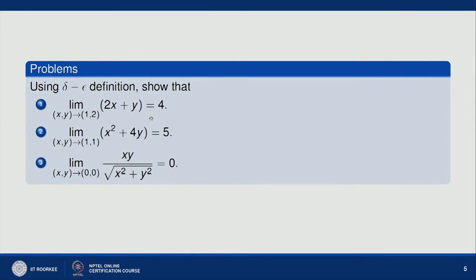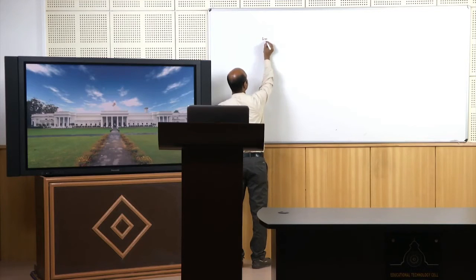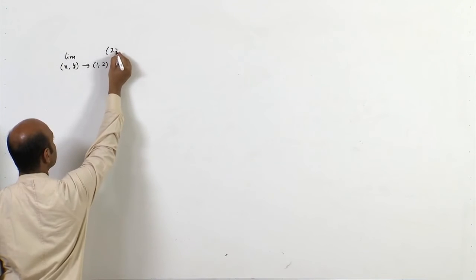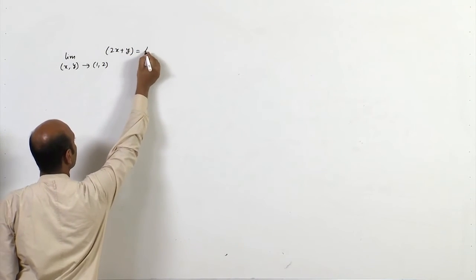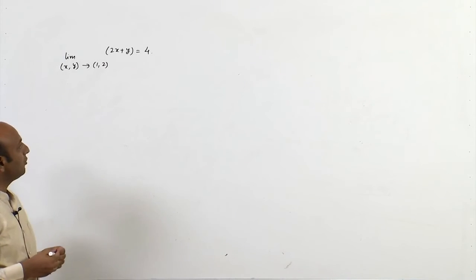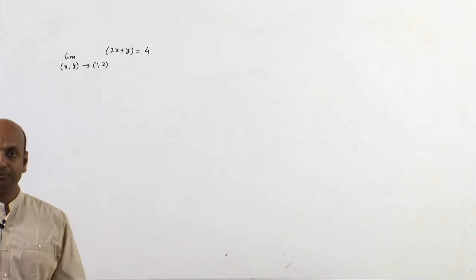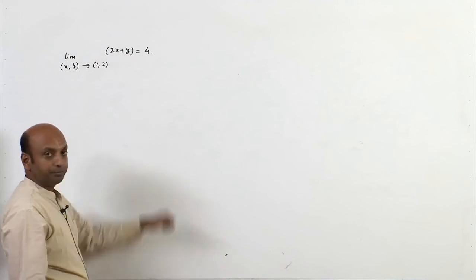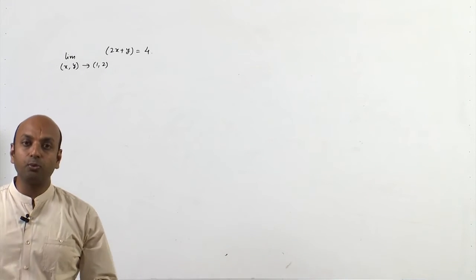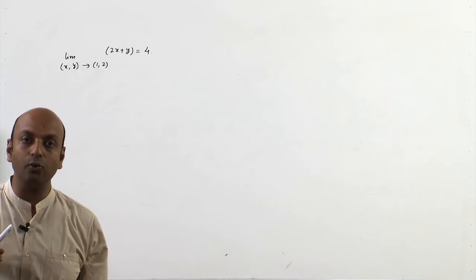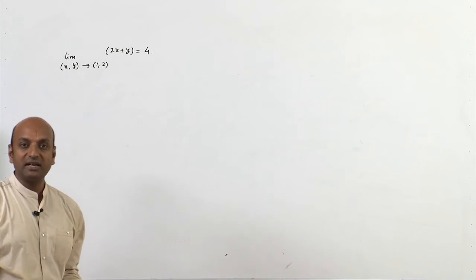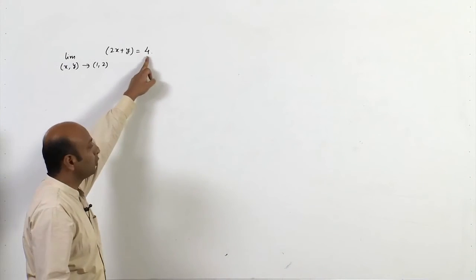Using the delta epsilon definition, show that this is equal to this. The first problem is the limit as (x, y) tends to (1, 2) of 2x plus y is equal to 4. So, how can we prove it? Otherwise, it is very simple. When you substitute x equal to 1 and y equal to 2, the value is 2 plus 2, which is 4. Now, if somebody asks how we can prove mathematically that this limit exists and is equal to 4, the only option is the delta epsilon definition. We can use the delta epsilon definition to show that this limit exists and is equal to 4.